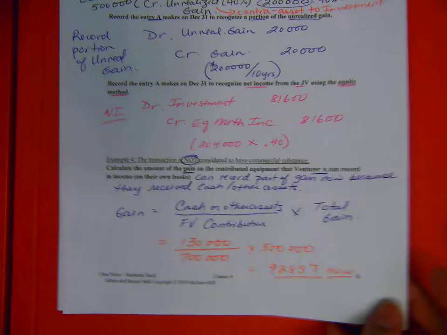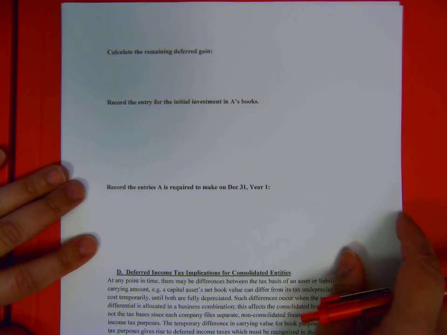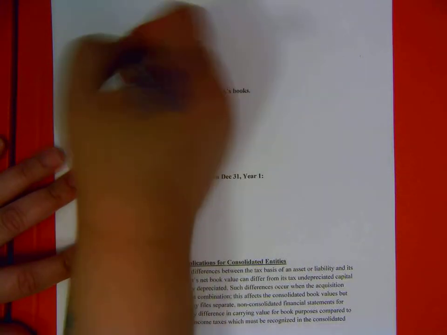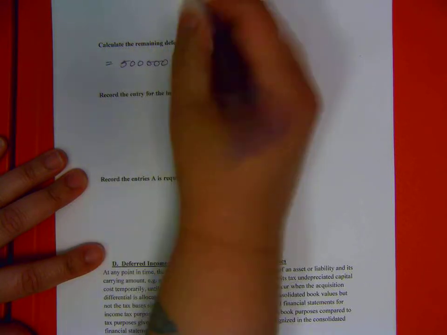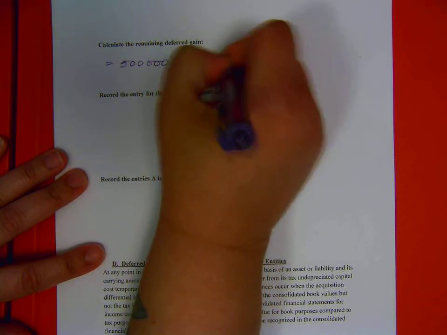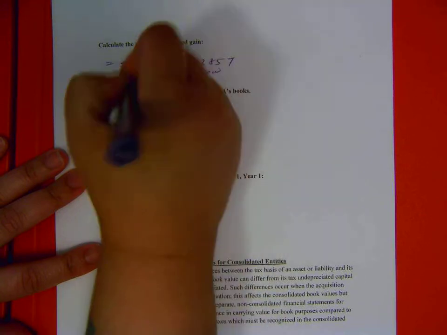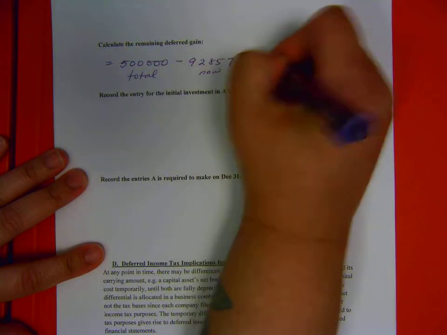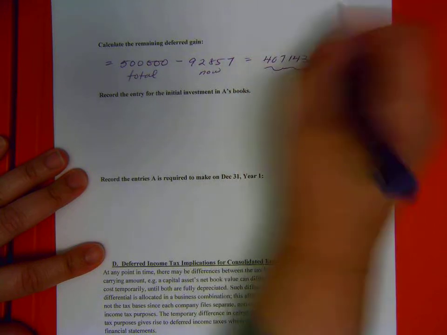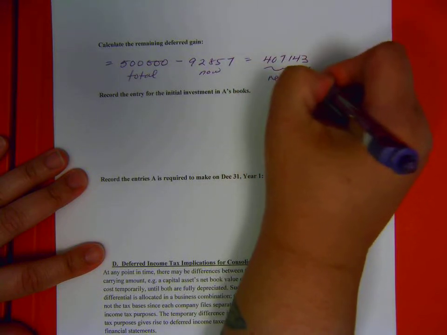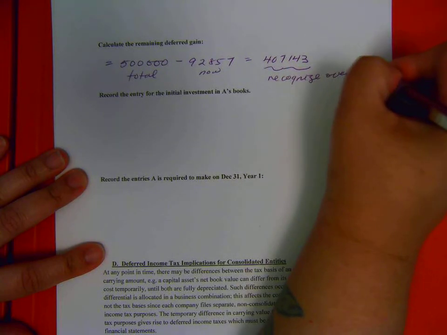So continue with this example where there was no commercial substance on page 7. So calculate the remaining deferred gain. Well, we started with 500,000 and we're recognizing 92,857 now, which leaves us with 407,143, and we're going to recognize that over 10 years.